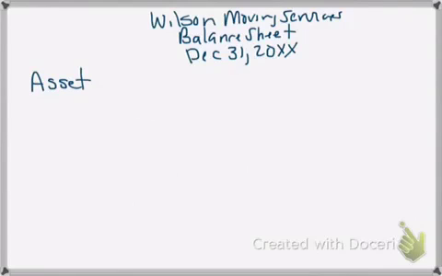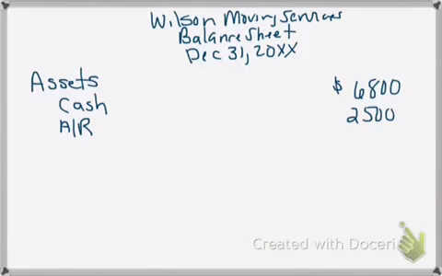So I would list my assets, indent over and list those out. So I would have cash. Cash is going to be valued at $6,800. I then would list my accounts receivable. Accounts receivable is at $2,500. I then have a truck for $8,500. And I will have equipment at $6,300.